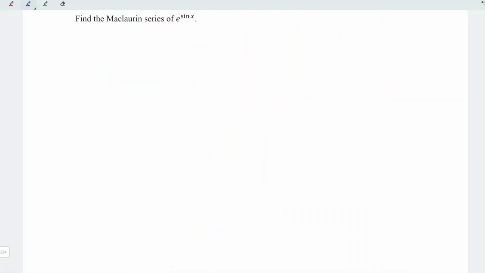Today, I would like to share the Maclaurin series of e to the power sine x. Let f(x) be equal to the function e to the power sine x. At point x is equal to 0, sine 0 is 0, e to the power 0 is 1. Let's differentiate the function with respect to x.